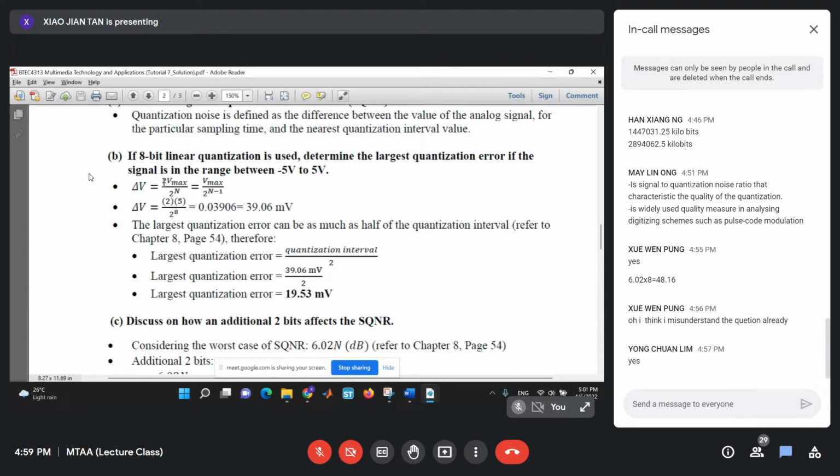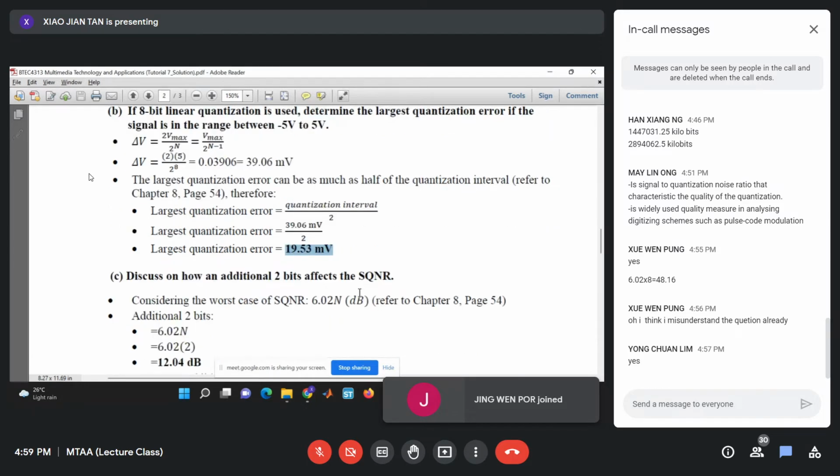Okay. So 2 multiplied by Vmax, which is 5, divided by 2 power n, which is 8. So you get this value. And then the largest quantization error can be as much as half the quantization interval. I put here chapter 8, page 54. So the largest quantization error would be the interval divided by 2. So the interval is this one, divided by 2, you will get this one. Okay, so thank you for the answer.